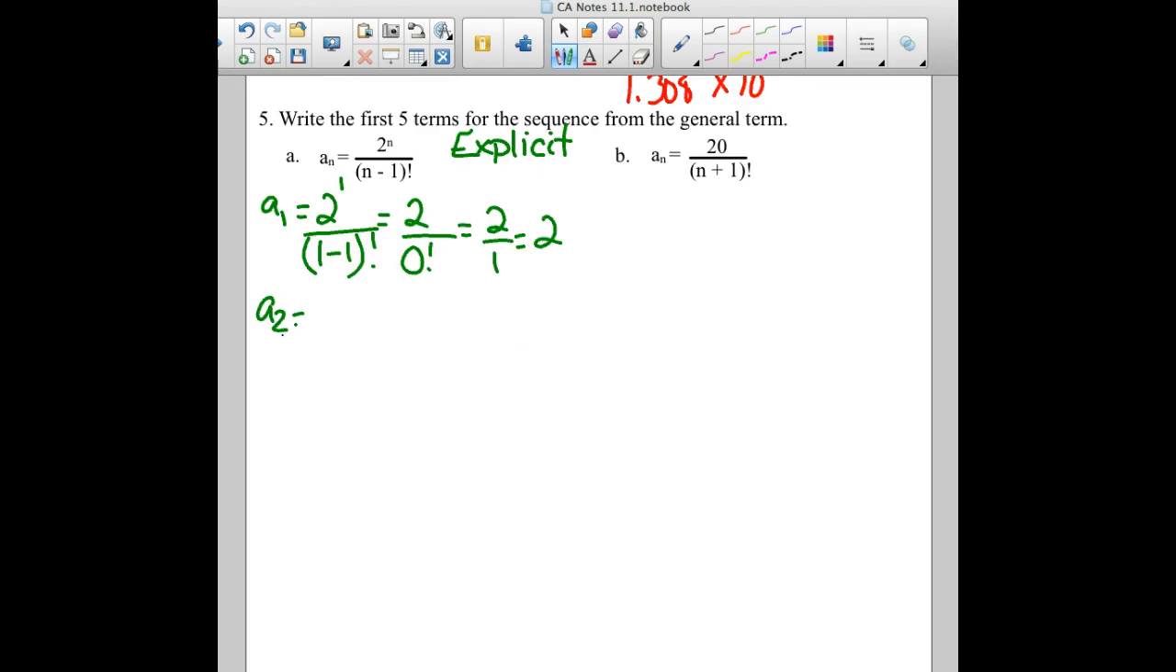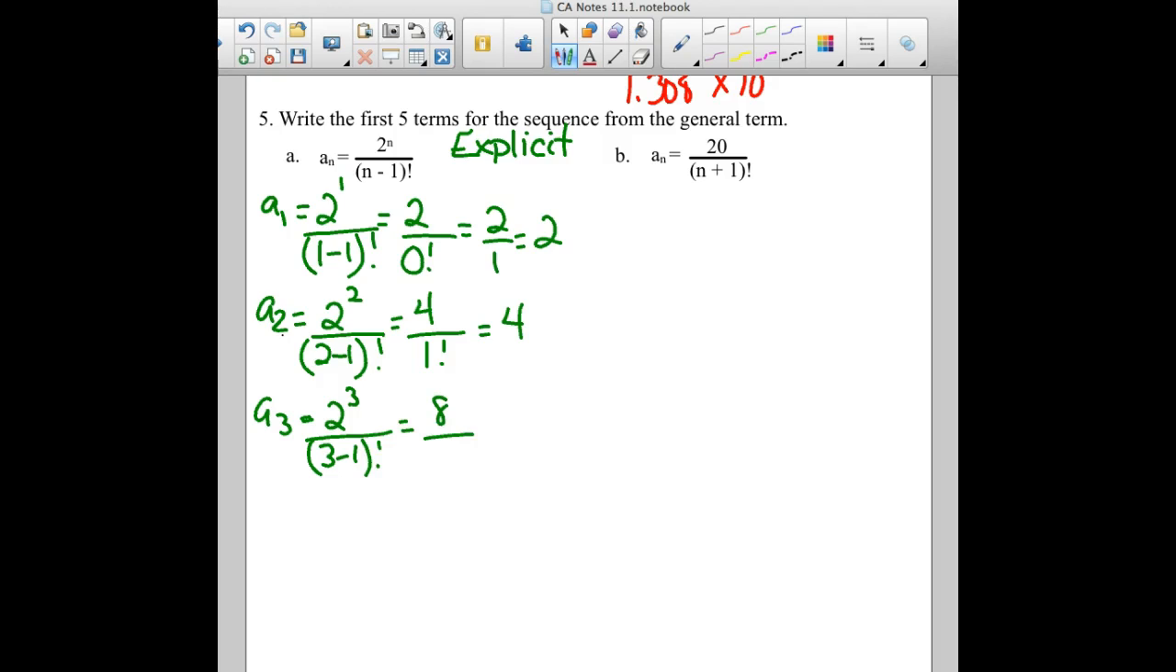A sub 2 is going to be 2 to the second power over 2 minus 1 factorial. 2 squared is 4. 2 minus 1 is 1. 1 factorial is just 1. So answer is 4. A sub 3 is going to be 2 to the third over 3 minus 1 factorial. Well, 2 cubed is 8. 3 minus 1 is 2 factorial, which means 2 times 1.